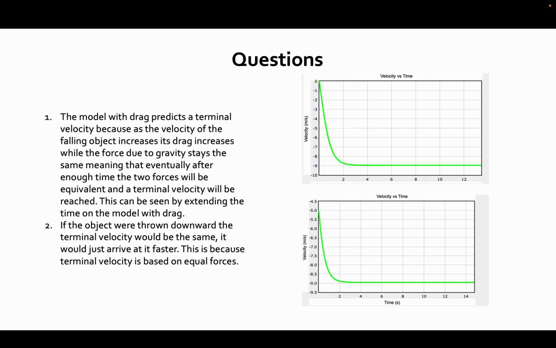The model of drag predicts the terminal velocity because as the velocity of the falling object increases, its drag increases while the force due to gravity stays the same, meaning that eventually after enough time the two forces will be equivalent and the terminal velocity will be reached. This can be seen by extending the time on the model of drag. If the object were thrown downward, the terminal velocity would be the same. It would just arrive at it faster. This is because terminal velocity is based on equal forces.